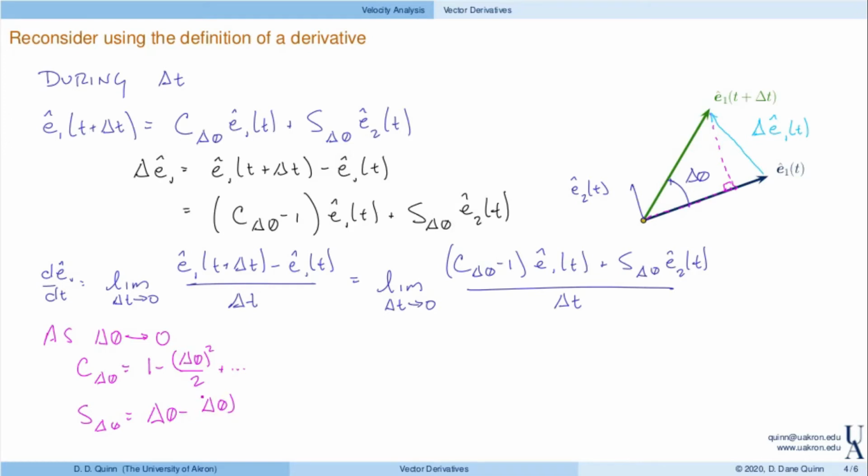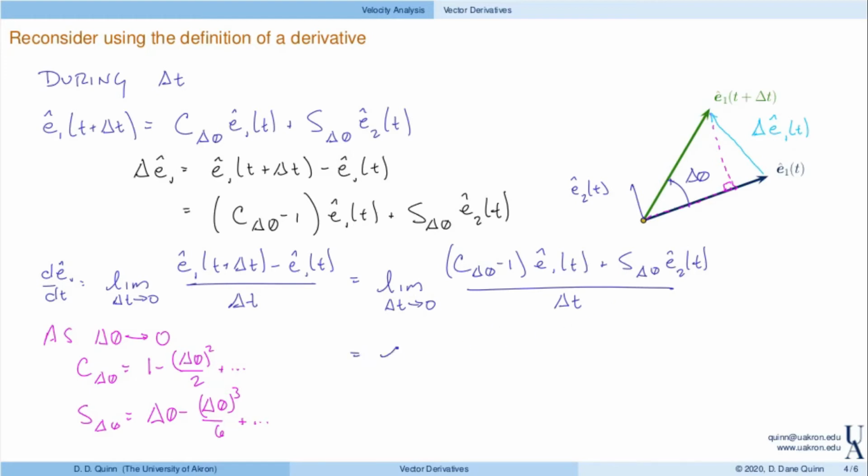For the sine, I get delta theta cubed over 6, and then higher order terms. So these dots indicate higher order terms. So when I take this and introduce it here, and let these limit processes go through, well, this first term in the E1 direction, I'm subtracting off 1, so that piece goes away. And I get delta theta squared over 2, divided by delta t. Well, delta t is small, delta theta is small, but I'm squaring delta theta, so that becomes really small, and I essentially get 0 from that term.